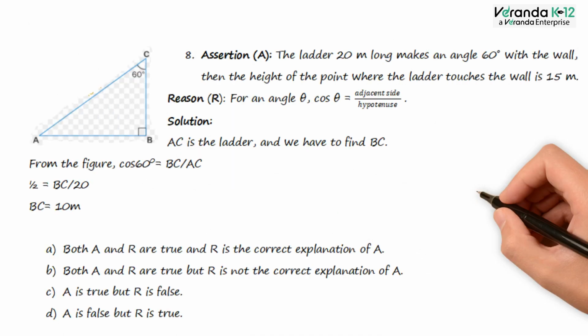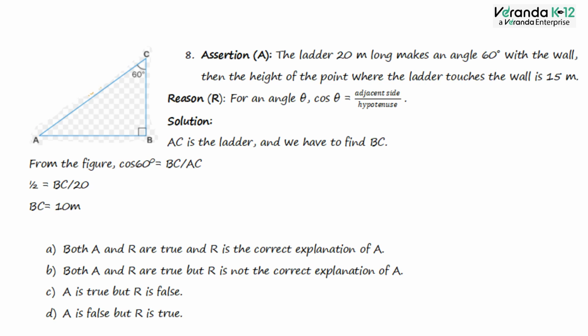Question number 8. Assertion. The ladder 20 meter long makes an angle 60 degree with the wall. Then the height of the point where the ladder touches the wall is 15 meter. Reason. For an angle theta, cos theta is equal to adjacent side by hypotenuse.